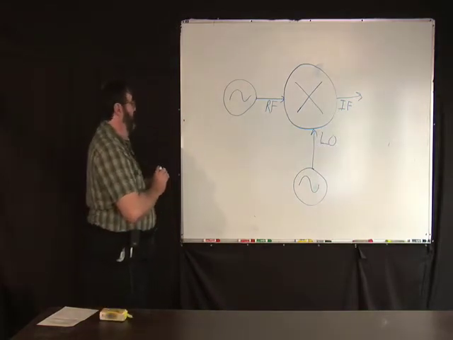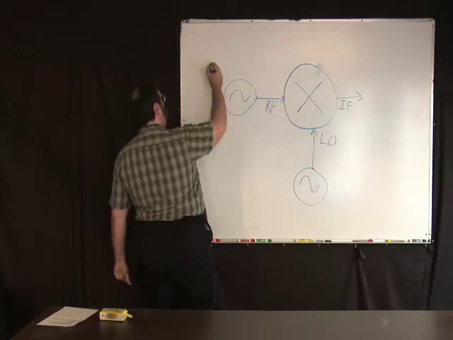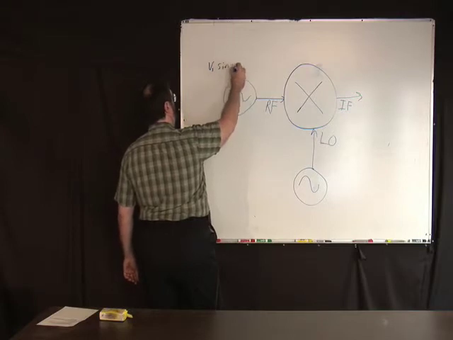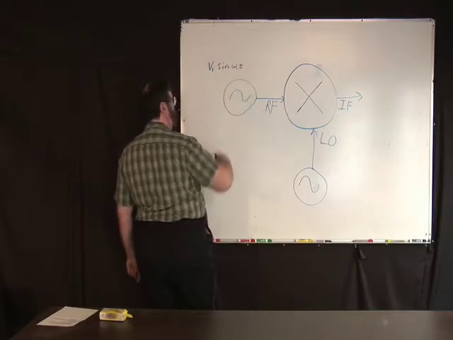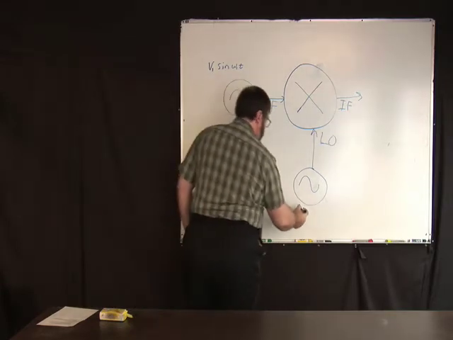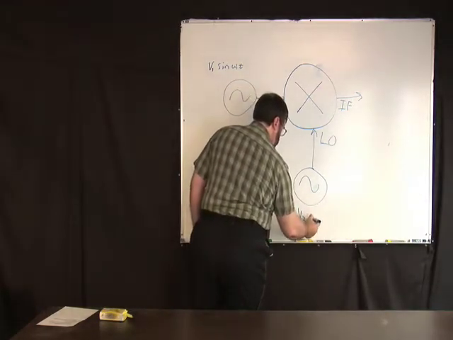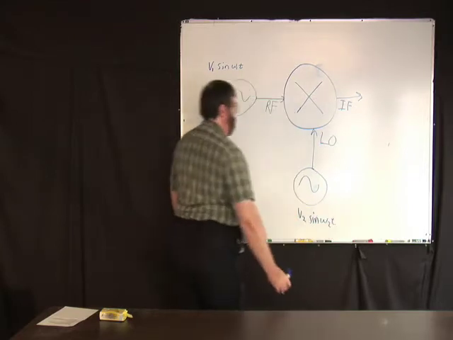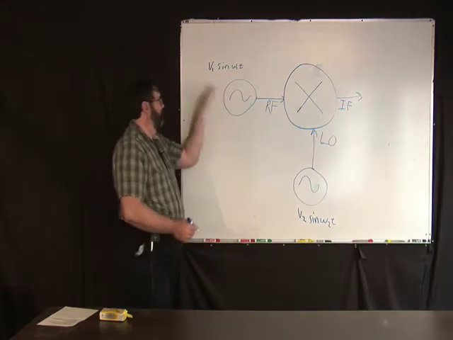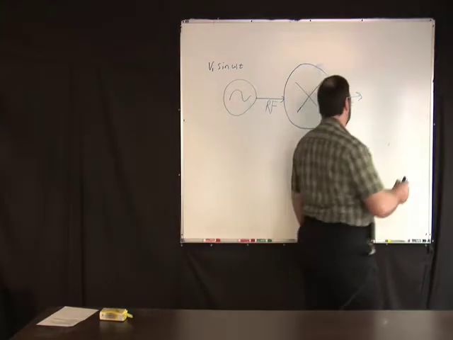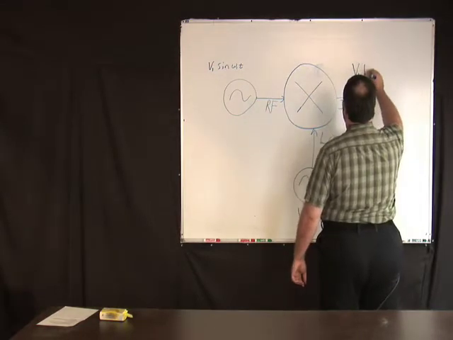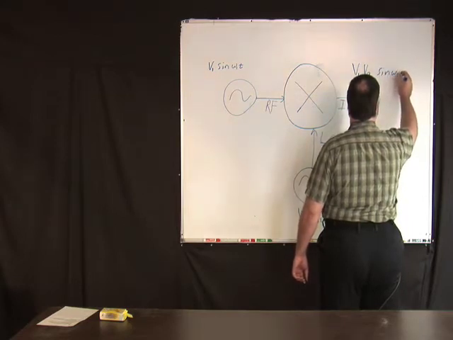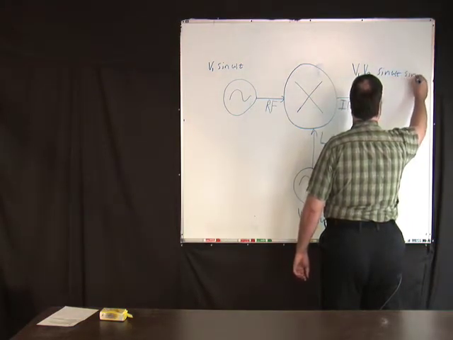So let's say this is some signal that's of the form V1 sine omega 1 t, let's say no initial phase. And let's say this signal here is V2 sine omega 2 t. Well, what comes out? Well, the product of these. So that would be V1 V2 sine omega 1 t times sine omega 2 t.